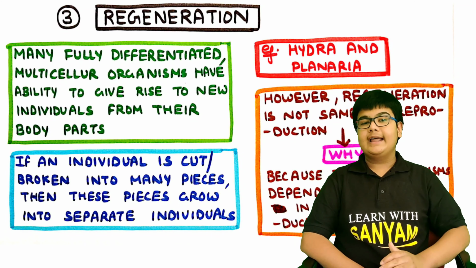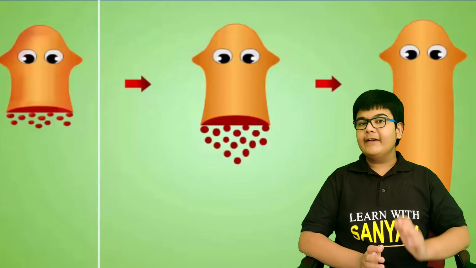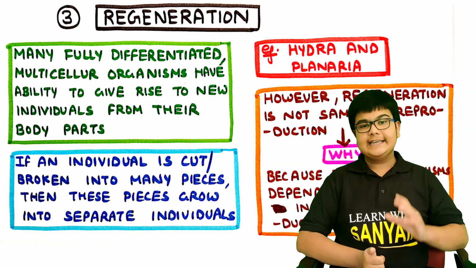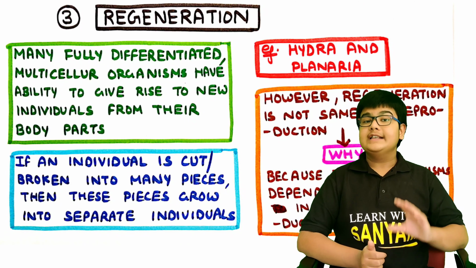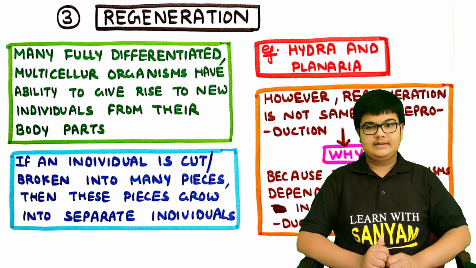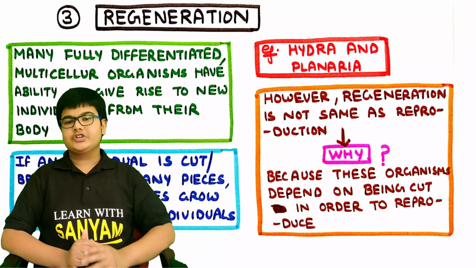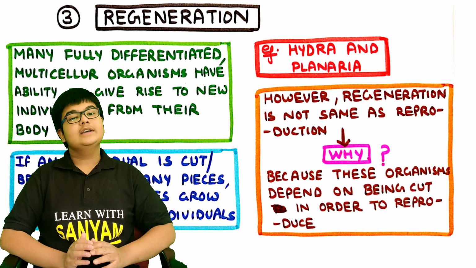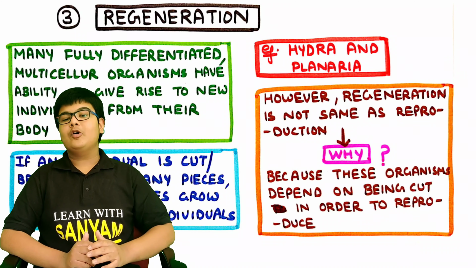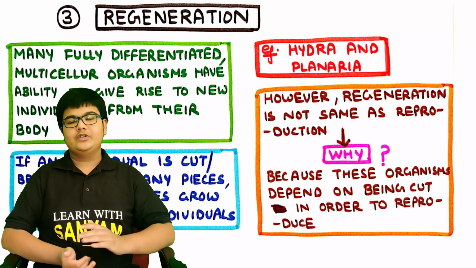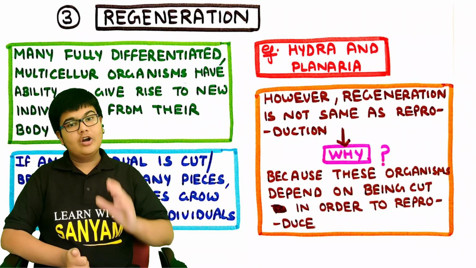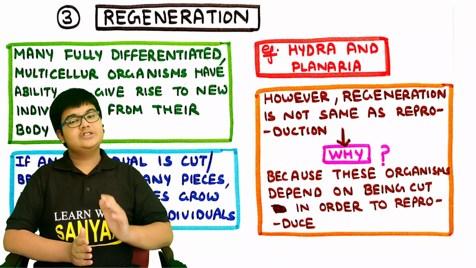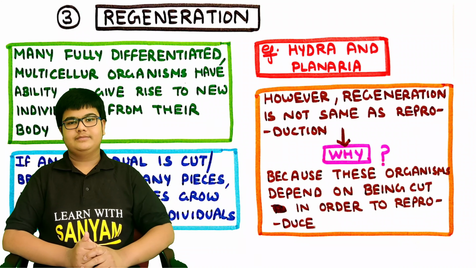Examples are hydra and planaria. So if an individual is cut or broken into many pieces, then each of these pieces can grow into separate new individuals. However, regeneration is not the same as reproduction. This is because these organisms depend upon being cut in order to reproduce. However, if they are not cut, then they will not be able to reproduce. Thus, regeneration is not the same as reproduction.